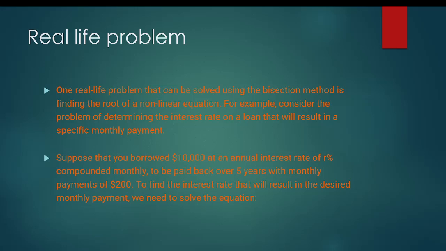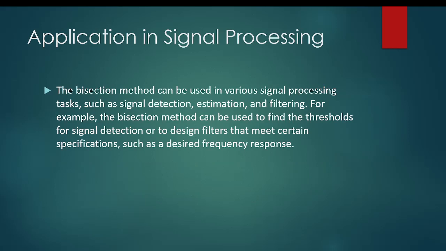One real life problem is that the bisection method is used for finding the roots of a nonlinear equation. Basically, the bisection method can solve for the roots of a nonlinear equation. For example, consider the problem of determining the interest rate of a loan that will result in a specific monthly payment. For example, a borrowing of $10,000 has been taken at an annual interest of R% over 5 years, and the monthly payment is $200. This can be calculated using the bisection method.